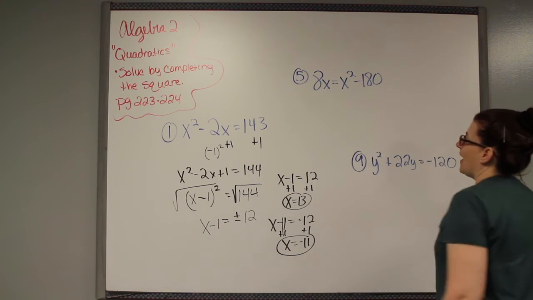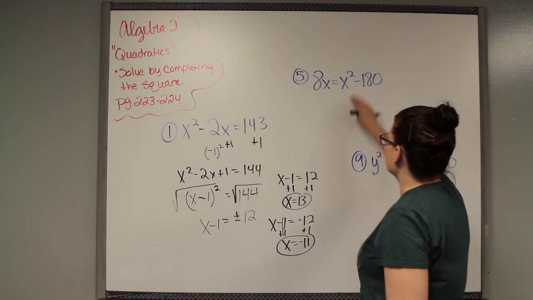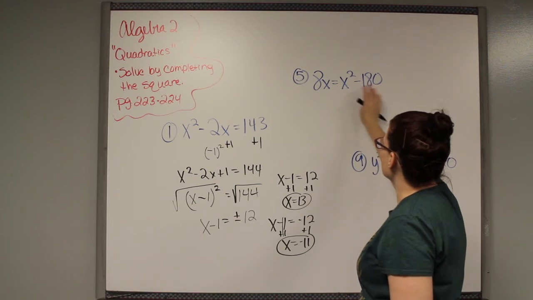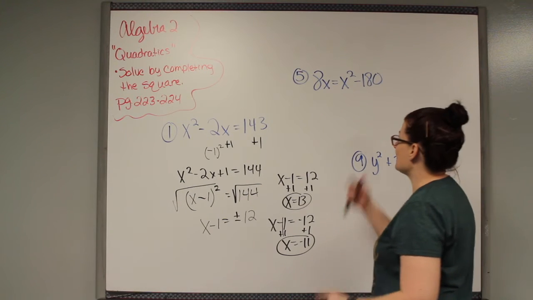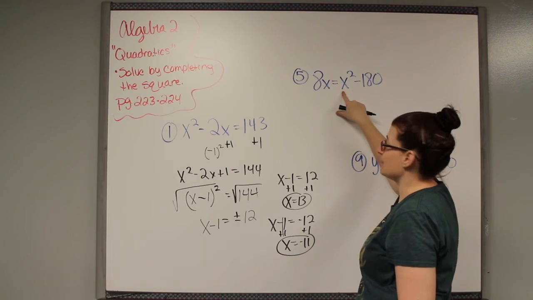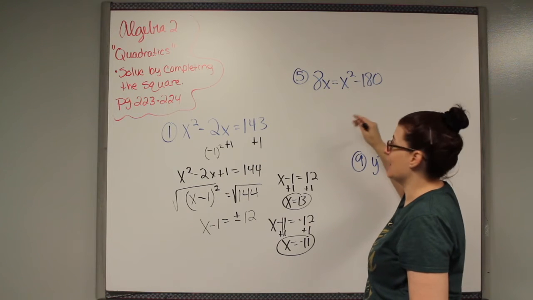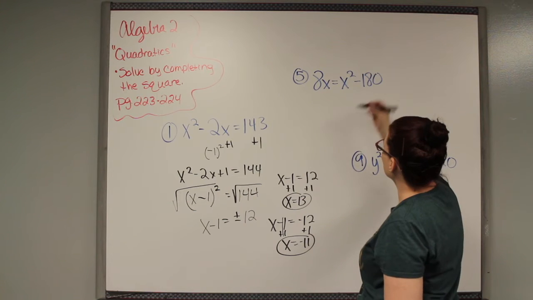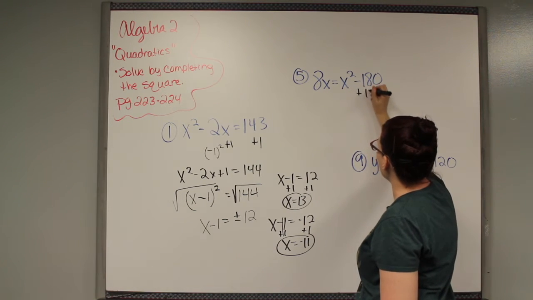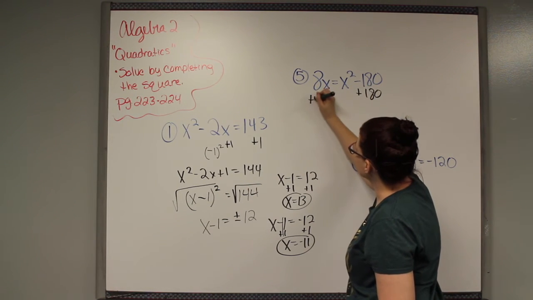Alright, so number 5, I picked this one because it's all out of whack. The x squared's over here, the x is over here, and you've got a number with the x squared. First of all, remember, x squared needs to be positive. It's already positive over here, so I'm leaving it on that side. I need to move this one over here and this one over there. So to move 180, I add it to both sides.